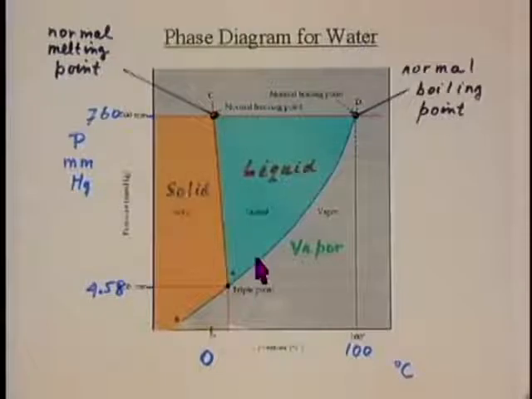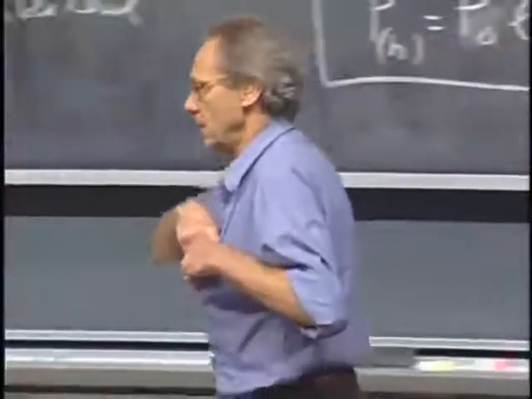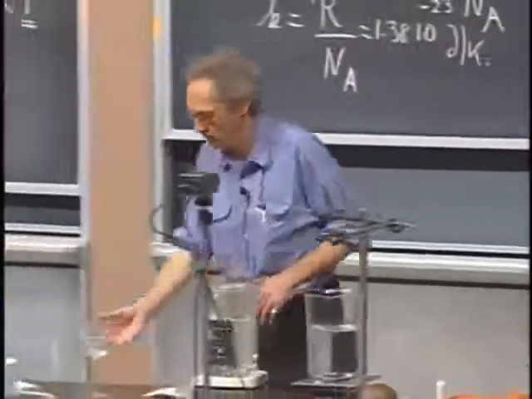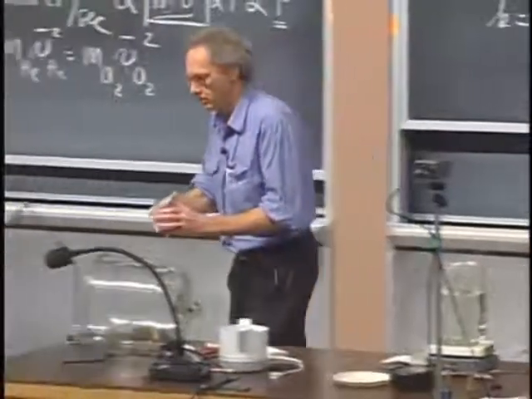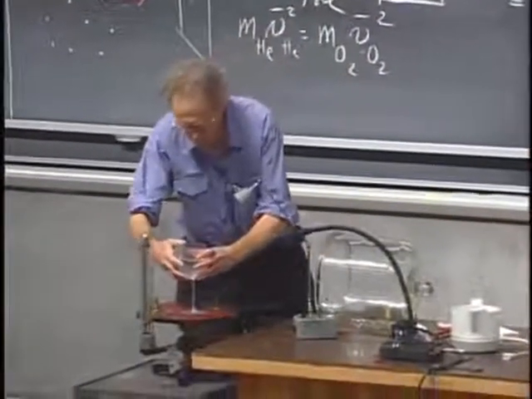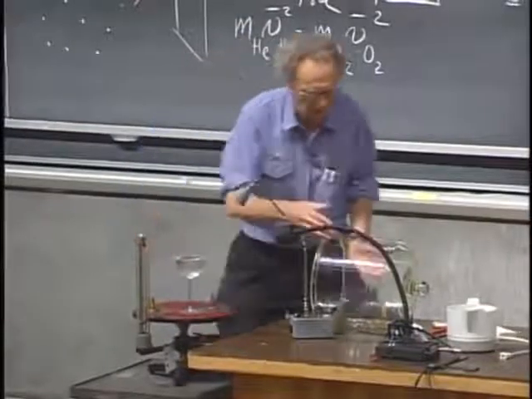And that happens, and I looked that up, at a pressure of about 17 millimeters mercury, which is equivalent to 30 kilometers altitude. And so we have here some water, room temperature, put it here, put it in a bell jar.